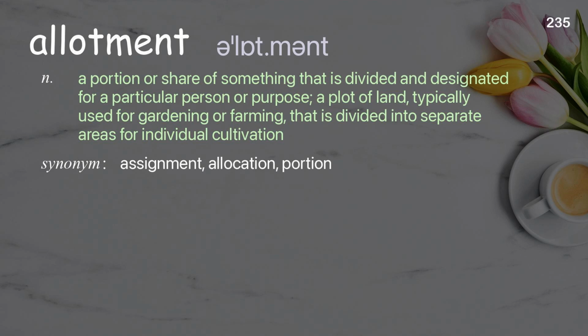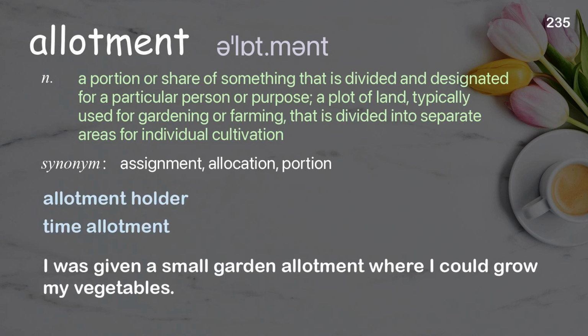Allotment. A portion or share of something that is divided and designated for a particular person or purpose, a plot of land, typically used for gardening or farming, that is divided into separate areas for individual cultivation. Examples: Allotment holder. Time allotment. I was given a small garden allotment where I could grow my vegetables.